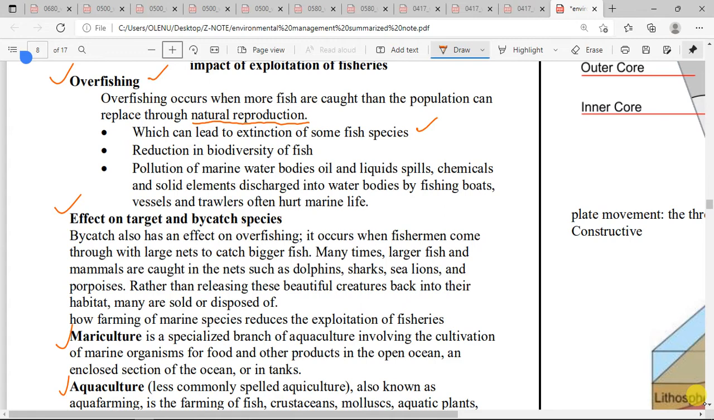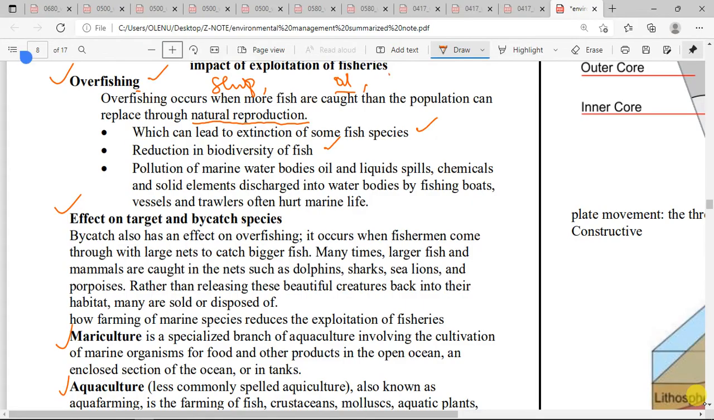It leads to a reduction in biodiversity because some species might also die out and the amount of different organisms reduces. Now, pollution of marine waters can also occur because during this fishing process, you use ships, you use different shipping vessels that make use of oil, so there can be oil leakage.